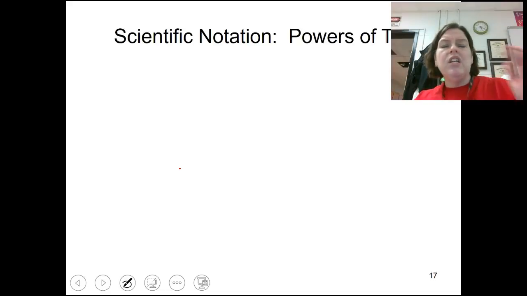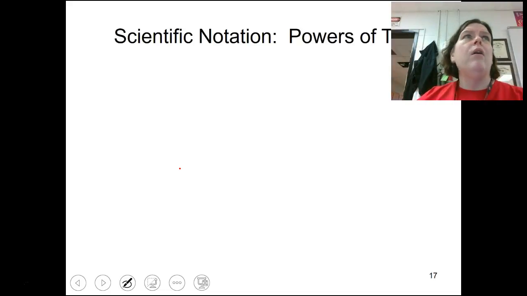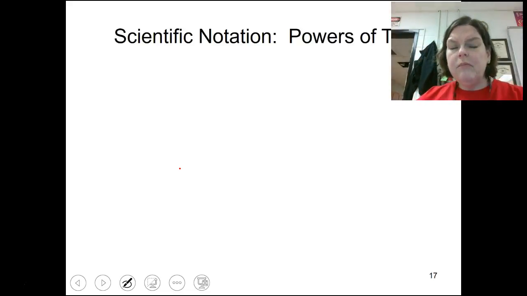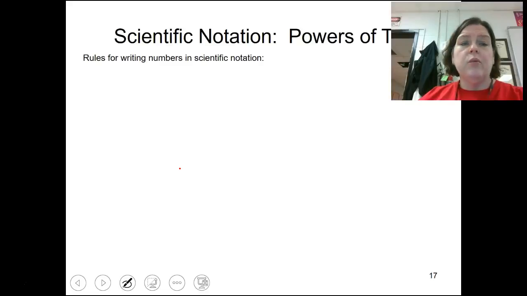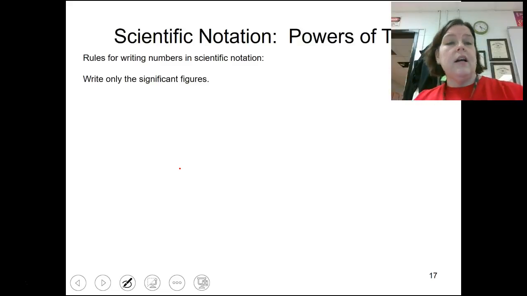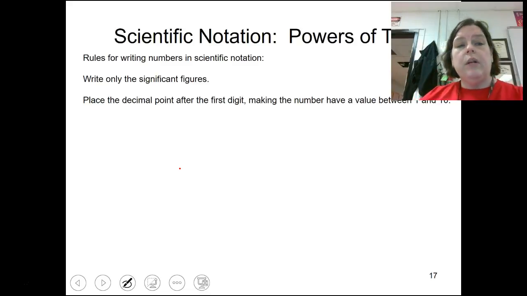So powers of 10: if I go 1 power of 10 to the right, I go 1 place to the right. If I go 1 power of 10 to the left, I go 1 decimal place to the left. So that's what we're talking about by powers of 10. Rules for writing numbers in scientific notation, pretty simple. We only write the significant figures. We don't write anything that's not significant. Any trailing zeros without decimals we don't write. Any leading zeros that are not sandwiched we don't write. Only significant figures get written.